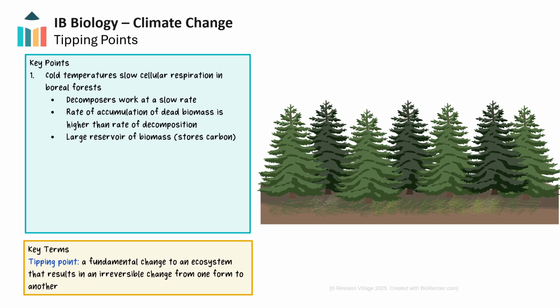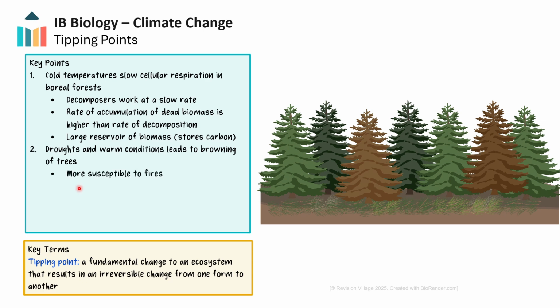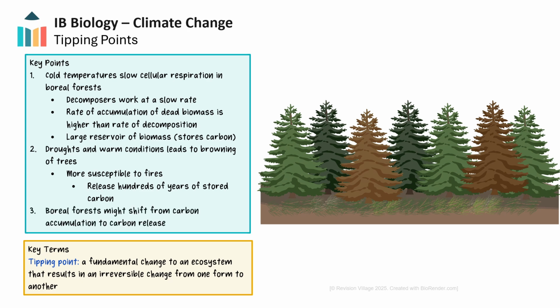Currently, rising temperatures and decreased winter snowfall are leading to more frequent droughts. Warmer conditions stress trees, particularly conifers, leading to forest browning and reduced carbon sequestration. As these forests dry out, they become more susceptible to fires, which release the decades or centuries of accumulated biomass, resulting in large amounts of carbon dioxide being released. This shift from carbon accumulation to carbon release exacerbates climate change, as these forests, which once acted as carbon sinks, become sources of carbon emissions. Such tipping points represent a crucial change in the balance of carbon within the Earth's ecosystems.